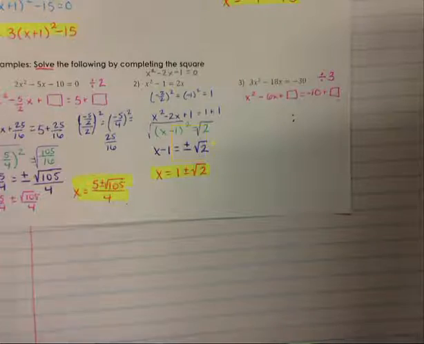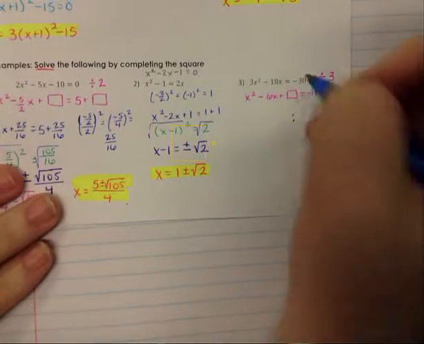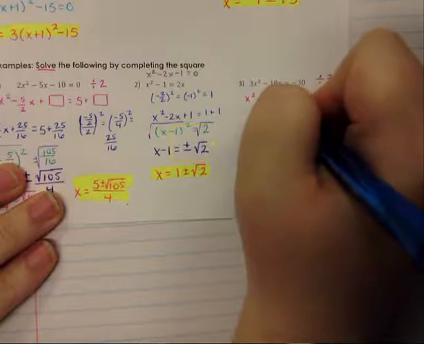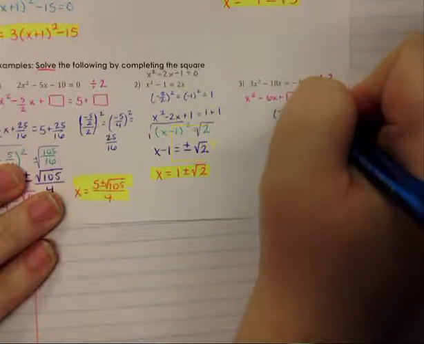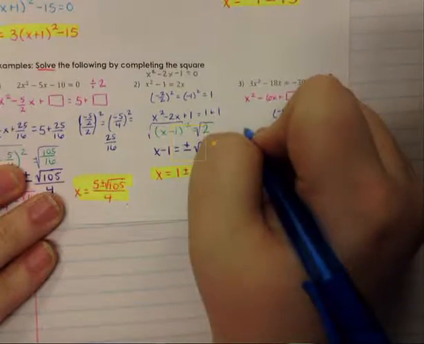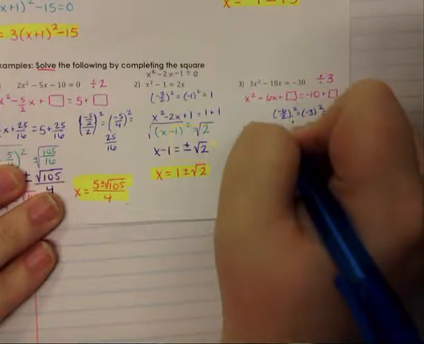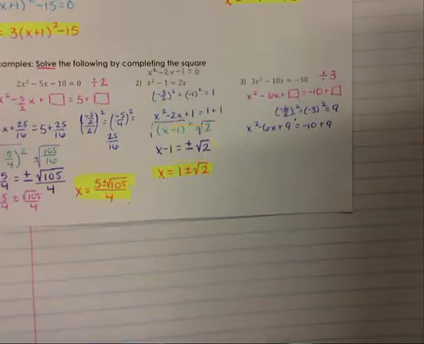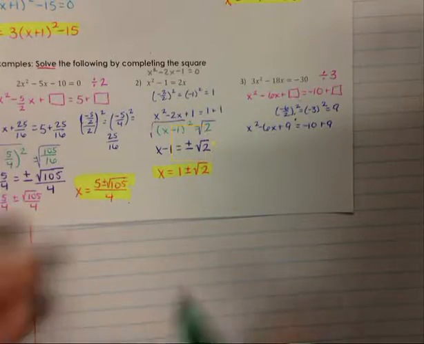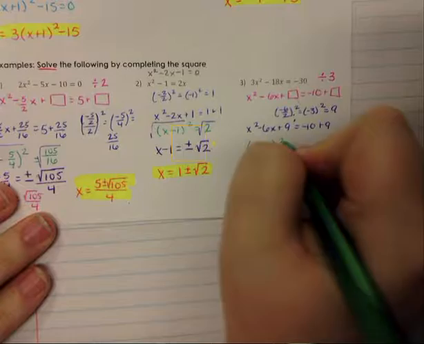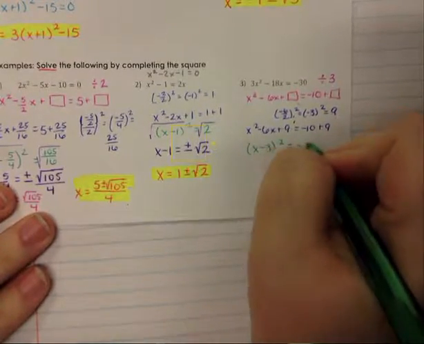So now we do our half of b and square it so we can fill in that box. We have negative 6 over 2 squared, which is negative 3 squared, which is equal to a positive 9. So we have x squared minus 6x plus 9 is equal to negative 10 plus 9. We factor the trinomial, which is x minus 3 squared is equal to negative 1.